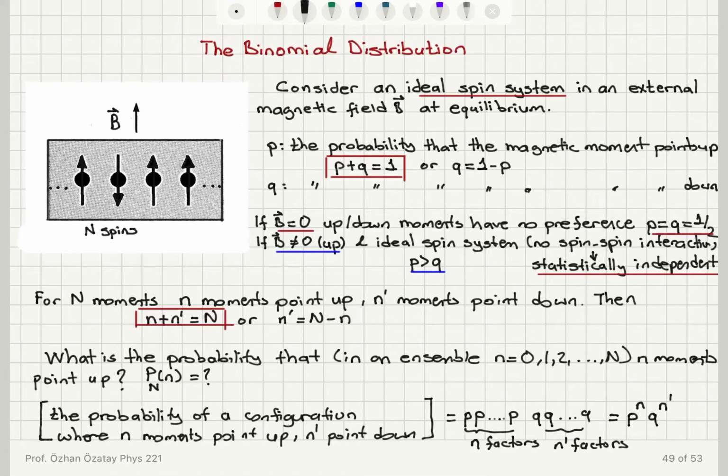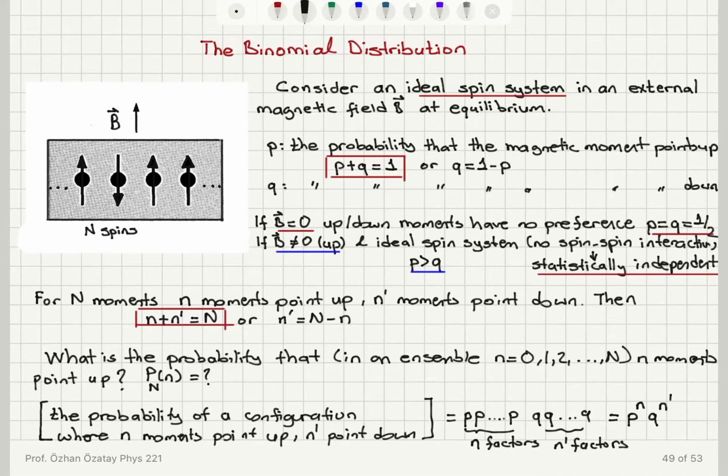If the external magnetic field is 0, then there is no preference for being up or down because there is no interaction between these spins. It's an ideal spin system, and P and Q should be identical. They are 1/2. If the external magnetic field, on the other hand, is non-zero and is pointing up, the probability of a moment pointing up should be greater than the probability of a moment pointing down. So P would be greater than Q.